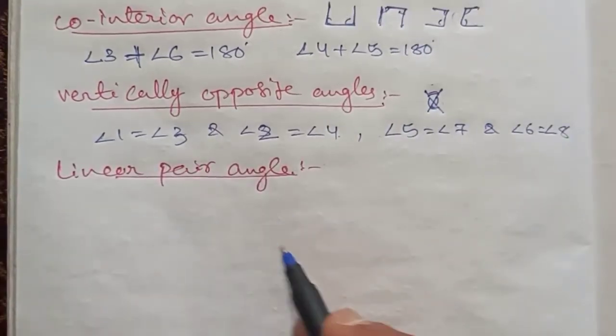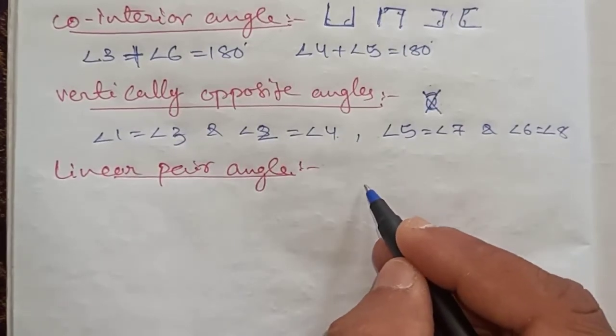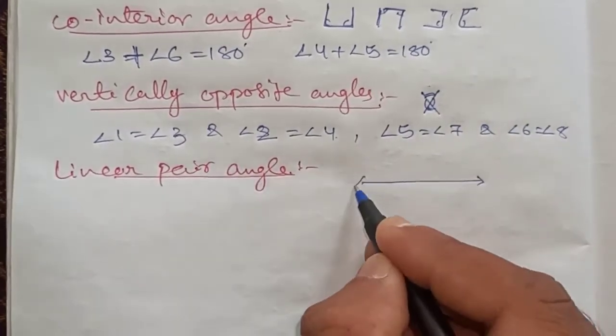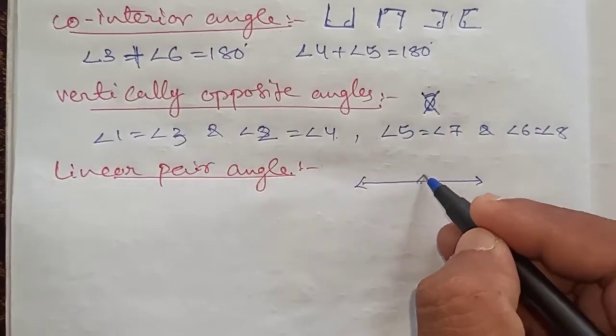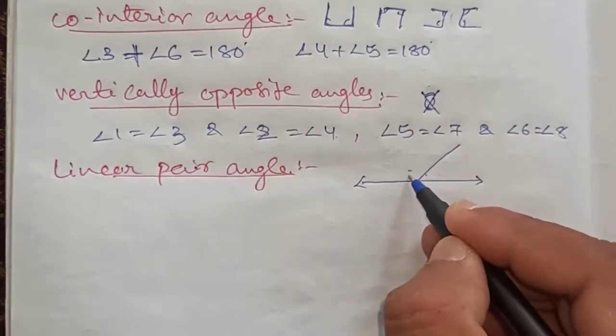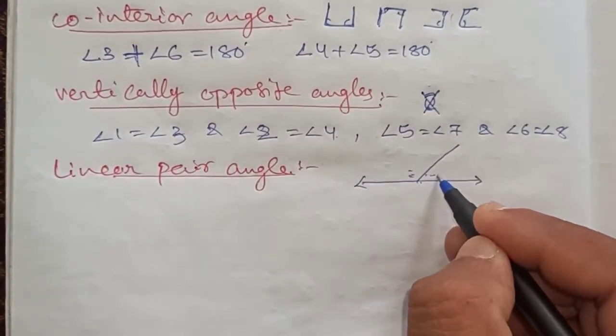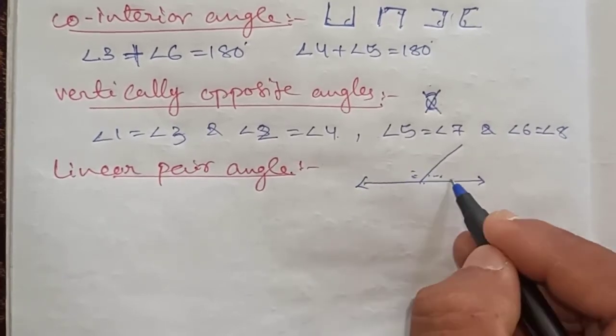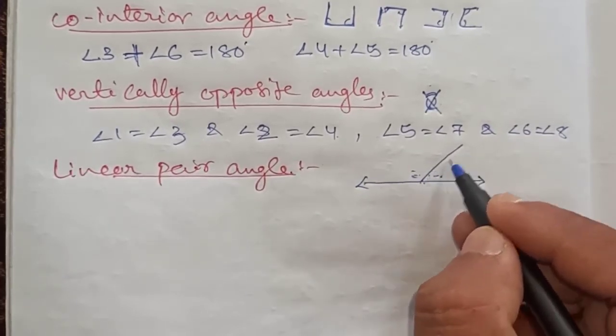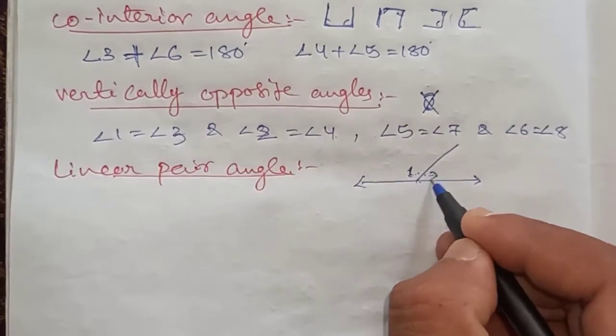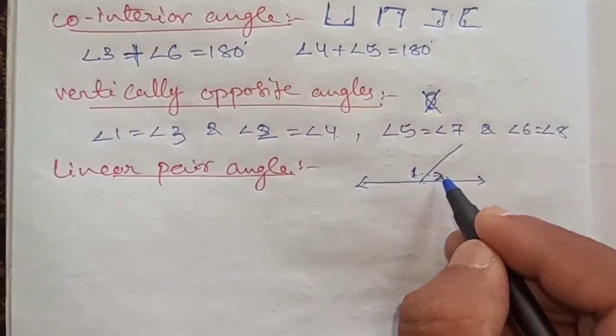Next is linear pair angles. Linear pair angles I have already explained to you. A straight line is always 180 degrees, and if it is bisected into two parts, then the sum of these two angles is 180 degrees. Getting? If we add these two angles, we will get 180 degrees.